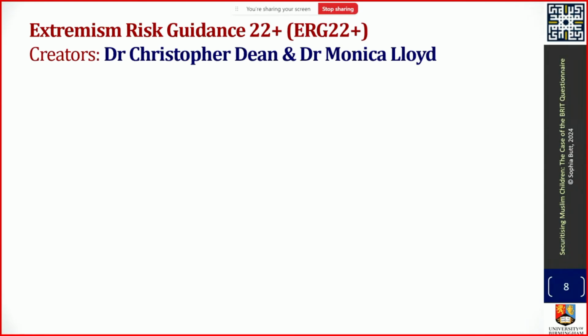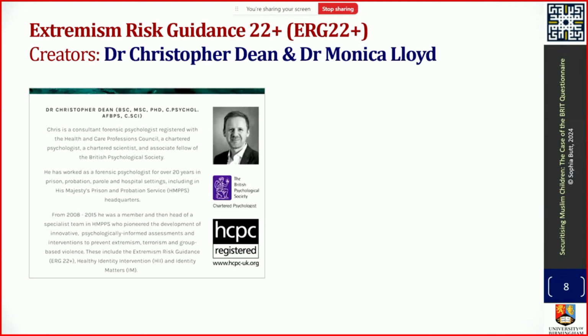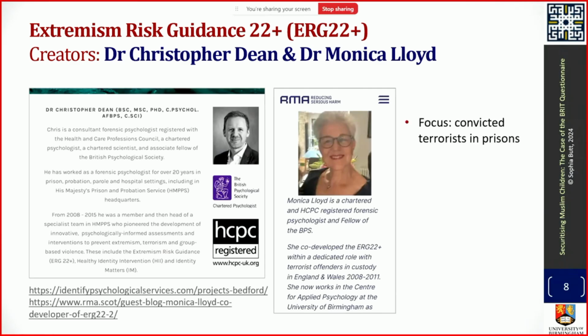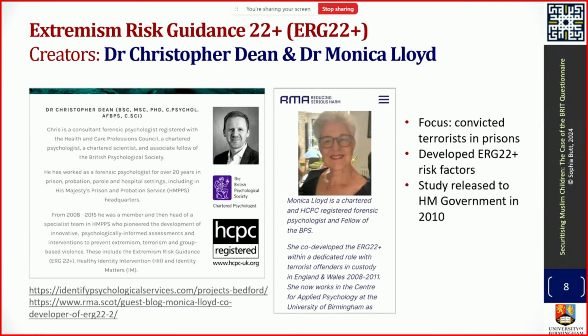Now, linked to this is something called ERG 22+, or Extremism Risk Guidance 22+. The creators of this model were Dr. Christopher Dean and Dr. Monica Lloyd, both of whom were forensic psychologists with links to the national security industry. And what they did was, between 2008 and 2011, they focused on convicted terrorists, adults incarcerated in prisons who'd been convicted of terrorism and extremism. They wanted to interview these people to determine what kind of factors were common, and say, well, when these factors emerge, these are common risk factors which point to someone being more susceptible to extremism. So they developed this ERG 22+ model, and they released the study to the government in 2010.